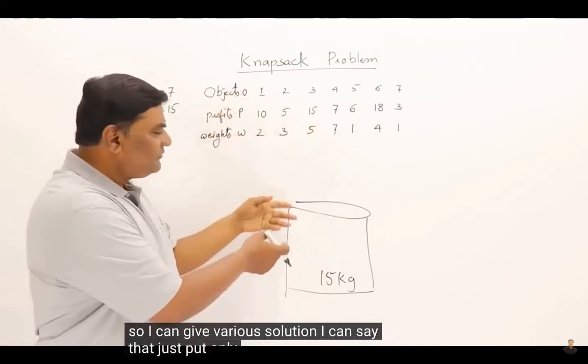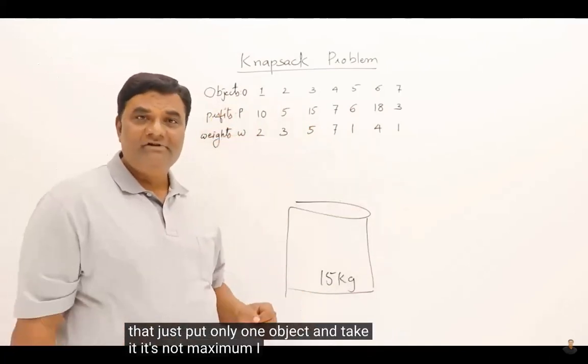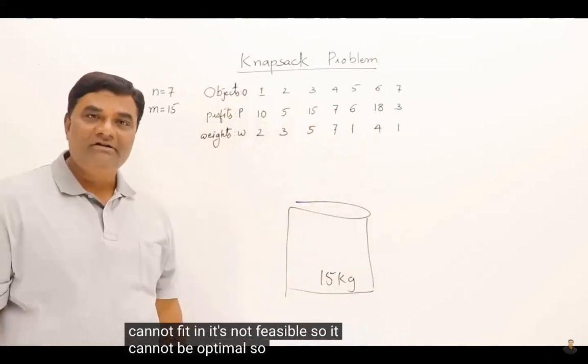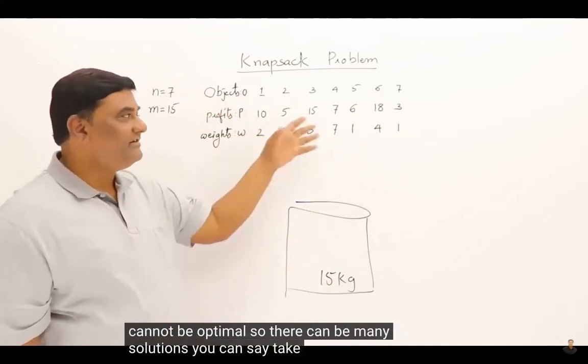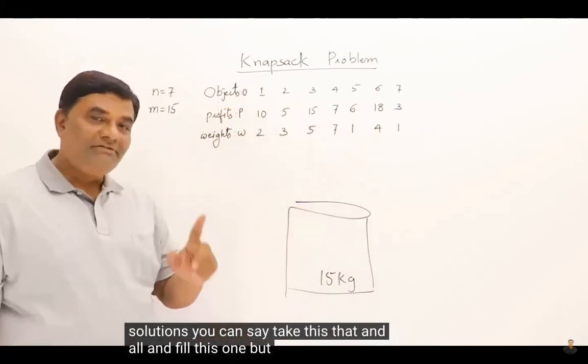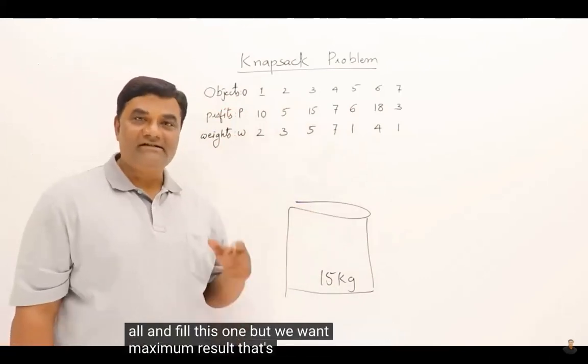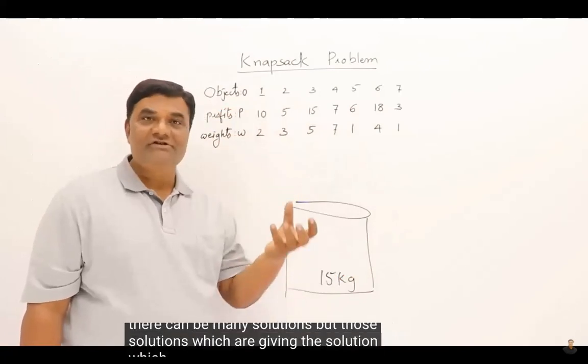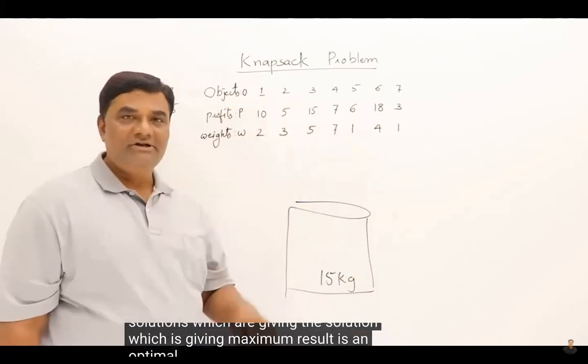I can give various solutions. I can say just put only one object and take it. It's not maximum. I'll say all cannot fit in, it's not feasible, so it cannot be optimal. There can be many solutions. You can say take this, that and all and fill this one, but we want the maximum result. For a problem there can be many solutions, but the solution giving the maximum result is the optimal solution.